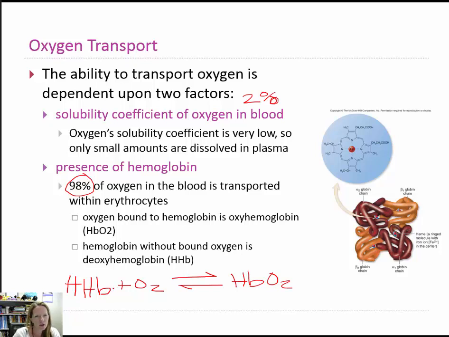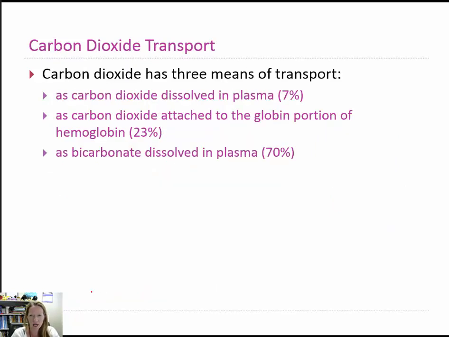Now let's talk about the other important gas, carbon dioxide. Carbon dioxide has 3 means of transport. Remember that carbon dioxide has the highest solubility coefficient of our gases, so more is going to be dissolved in water than oxygen. So 7% is going to be dissolved in, I said water, but really plasma, because most of plasma is water. You have some that can attach to the globin portion of the hemoglobin.